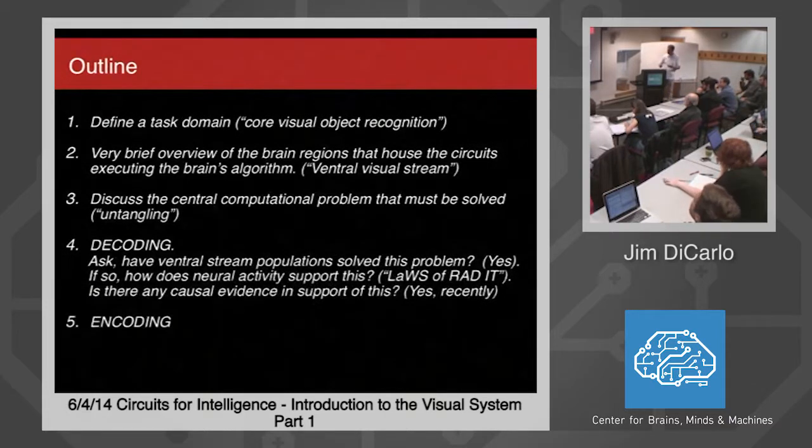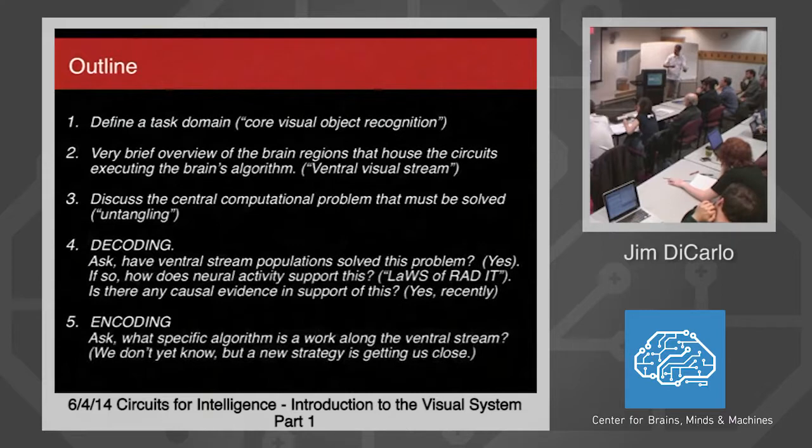And then in the last part, before we end, we'll probably break somewhere around here. The last part, I'll talk about encoding. What specific algorithm is at work along the ventral stream? Many people are interested in that, and I'll tell you what we've been doing and how we're taking a strategy that we think is making new progress on that.